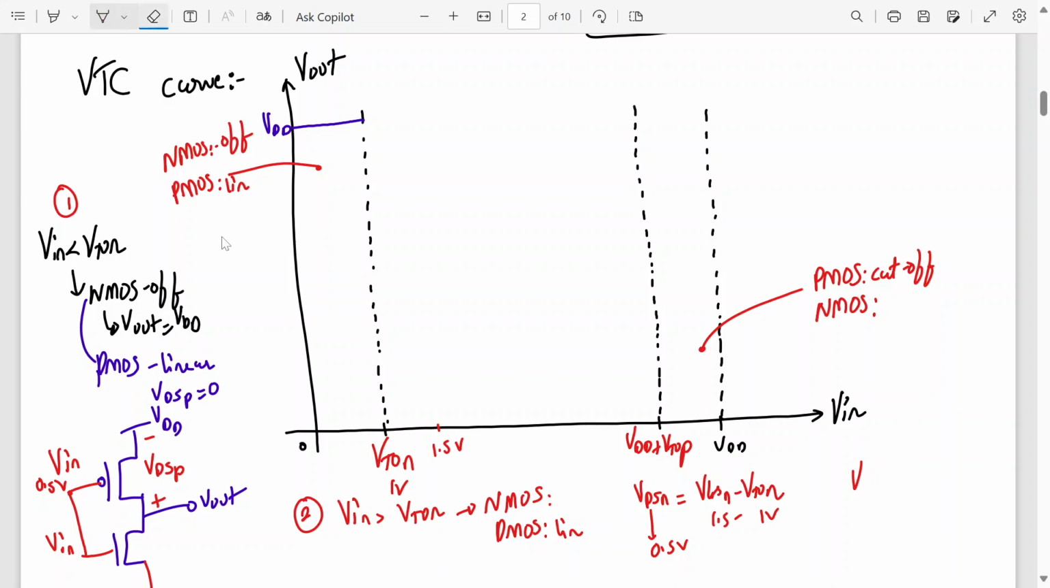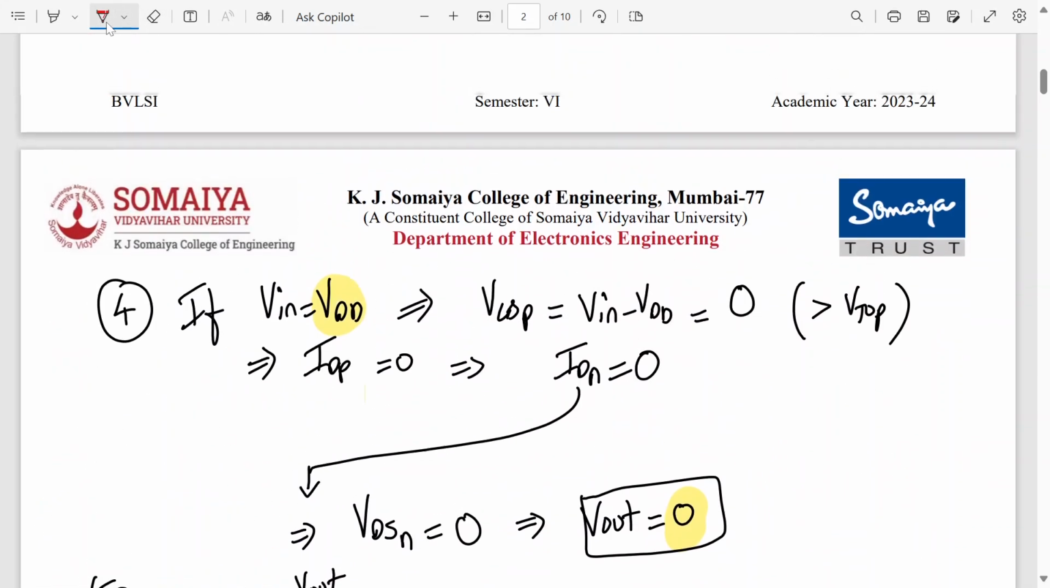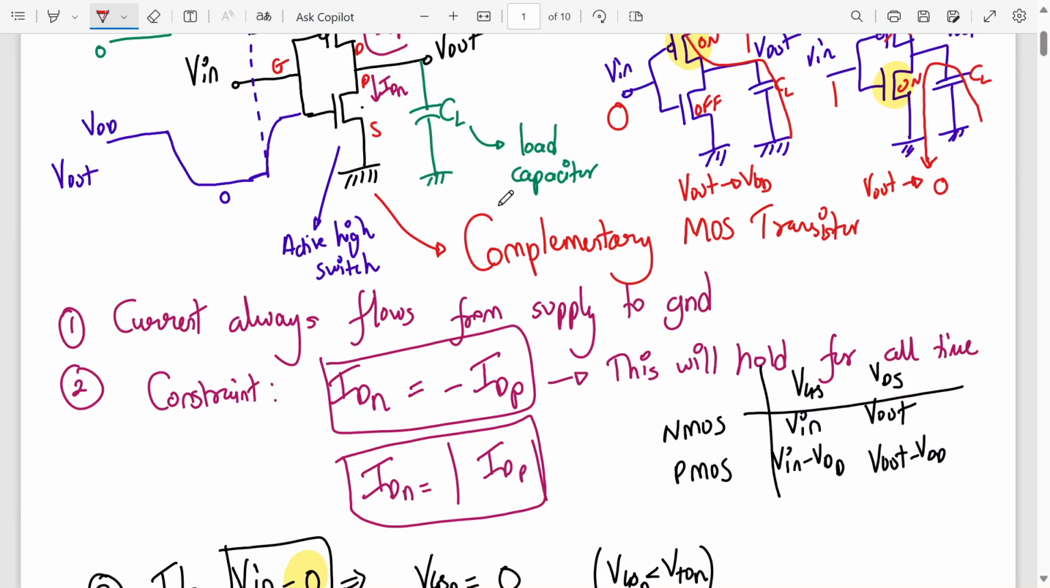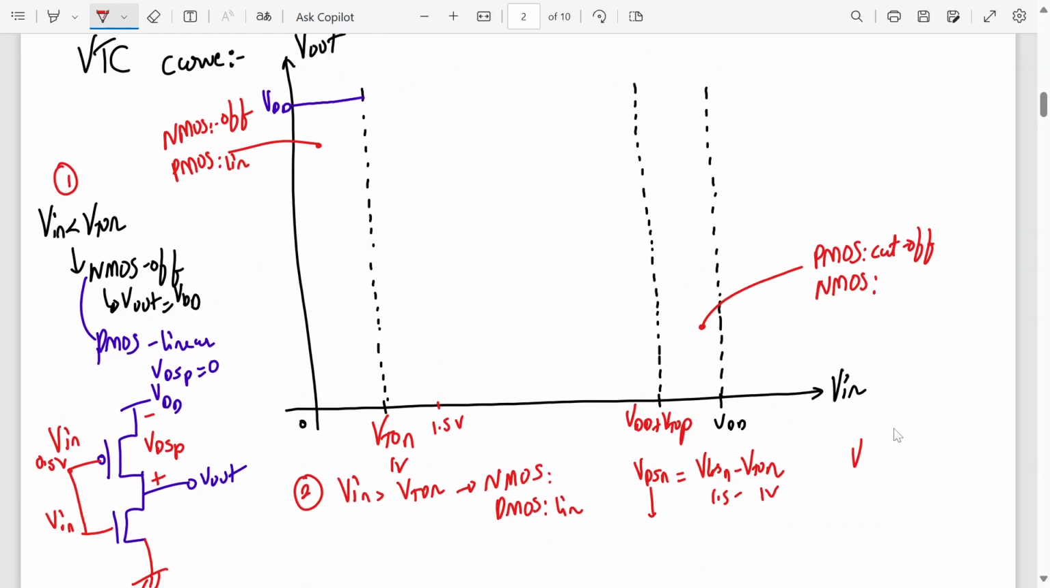VDSN क्या है मेरा? आउटपुट ना, Vout ना? अरे VDSN क्या है मतलब? For NMOS, Vout now, and what is Vout now? Slightly less than VDD. मतलब ये रहेगा थोड़ा इधर थोड़ा.